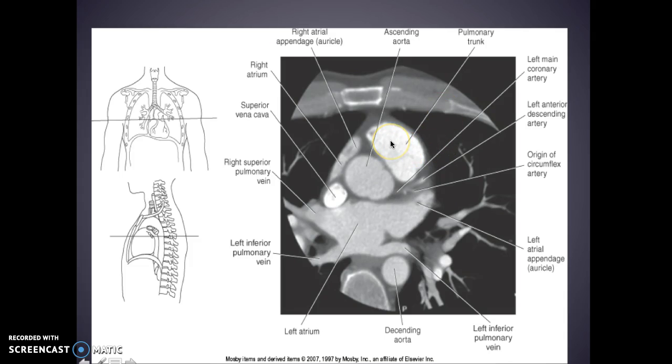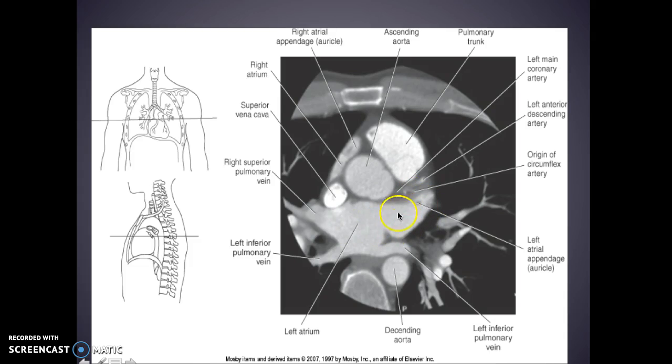Looking closer here, you have your pulmonary trunk with your ascending aorta. Right here is your left main coronary artery, and then it branches off into your left anterior descending and your circumflex, which is hard to see right here.